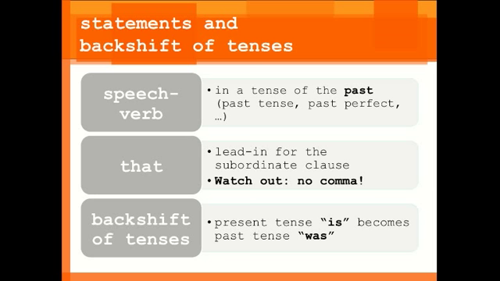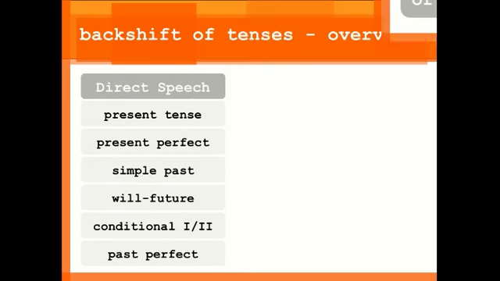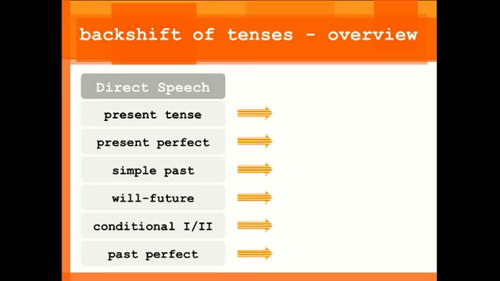And then second thing I have to point out here is that, which is our lead-in for the subordinate clause, especially for the German learners. You will have to watch out because in English there is no comma before that. And then of course the backshift of tenses, and in this case the present tense is becomes the past tense was. So the backshift of tenses goes as follows.